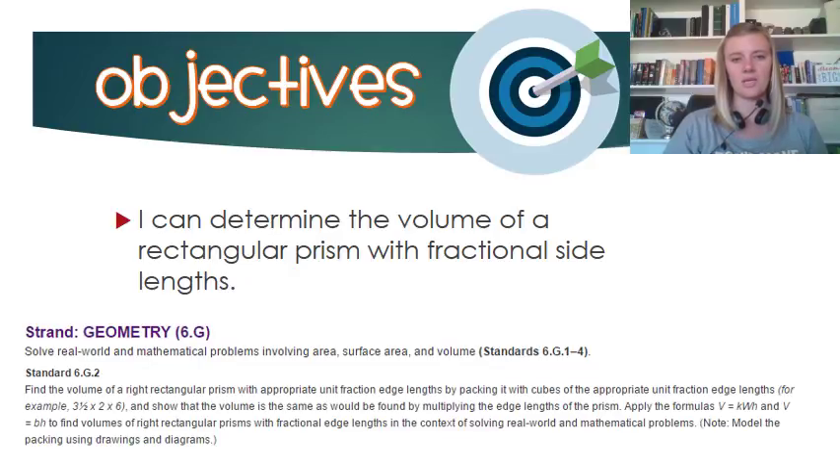So we're going to be talking about volume, but I want you to look at this Utah State Standard down here. This is really what we're going to be doing today. We are going to be finding the volume of a rectangular prism with unit fraction edge lengths by packing it with cubes. Next week when we come back, we'll be learning more about volume of rectangular prisms, but we are going to be talking about packing these rectangular prisms with cubes and those cubes having fractional edge lengths.